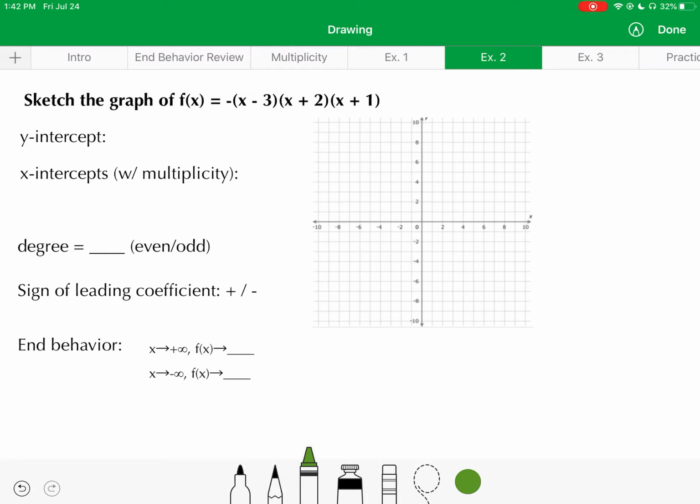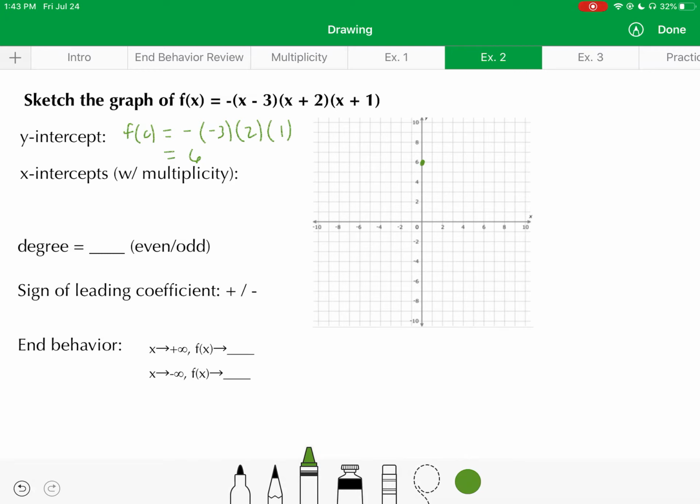All right, moving forward. So now we're given the equation of a function, and we're going in the other direction. Now we're sketching the graph from that equation. I need to identify several pieces of information in order to sketch this curve. So starting with the y-intercept, I can find that using the function if I evaluated it at 0. So that would be the negative of -3 times 2 times 1, which is +6. We plot a point on the y-axis at 6.